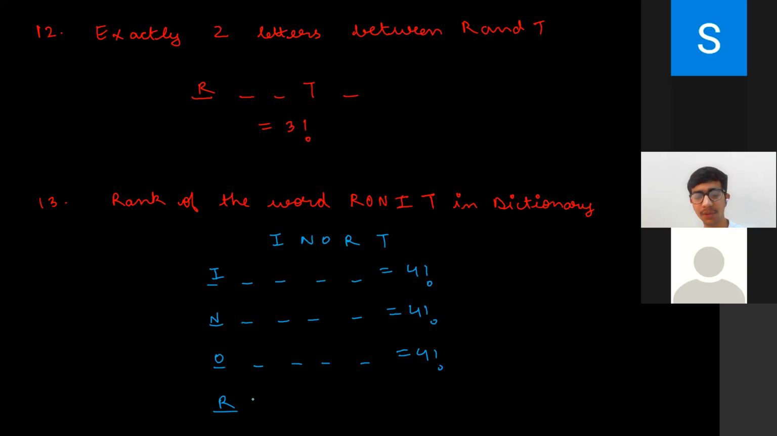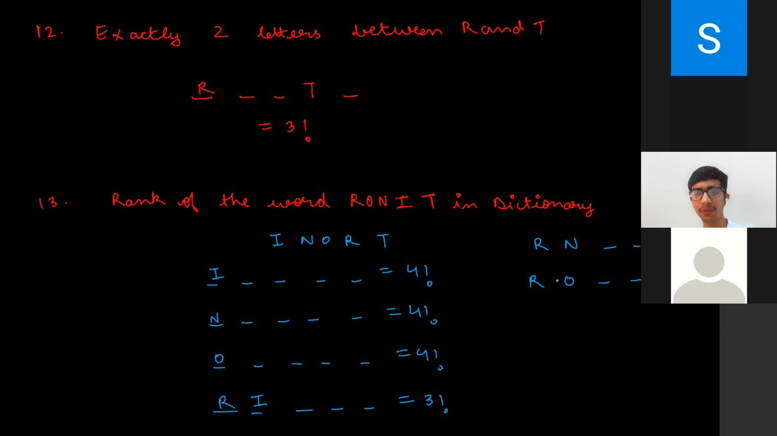So R के बाद अब कौन सी words आएंगी? I वाले. So 1 2 3. It will be 3 factorial. Then we have R के बाद I के बाद it will be N. 1 2 3. 3 factorial. Then we have R के बाद O. 1 2 3. अच्छा, we need O again.